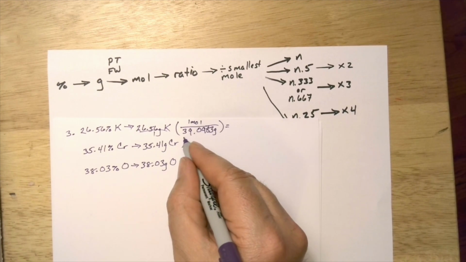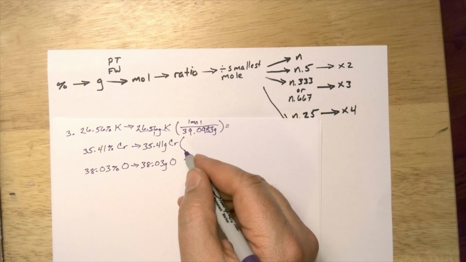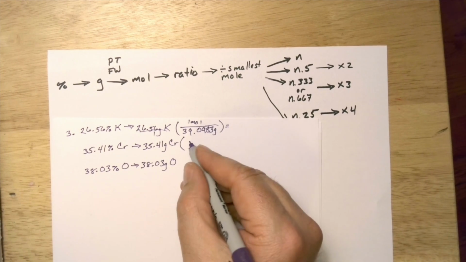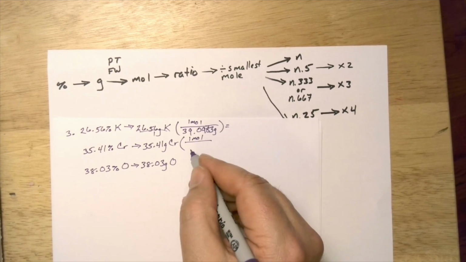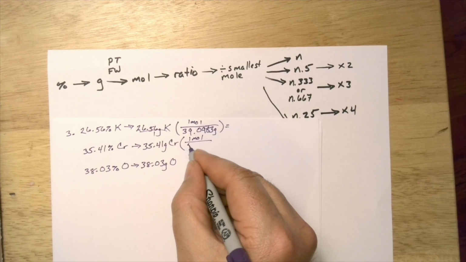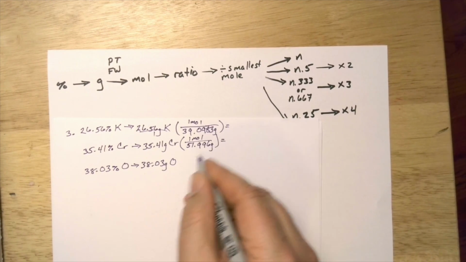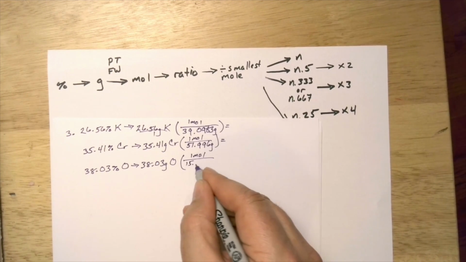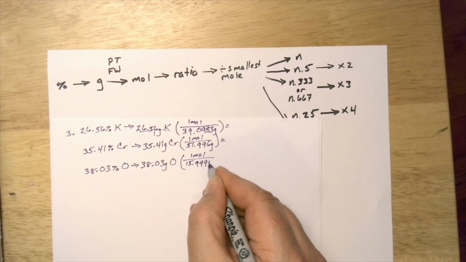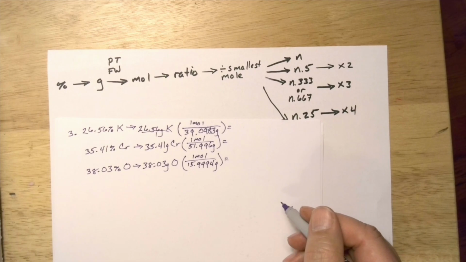For chromium, it is 51.996 grams for every 1 mole. So I need to put 1 mole on top, and 51.996 grams. For oxygen, everyone together, 15.9994 grams for every 1 mole. So grams will cancel out.